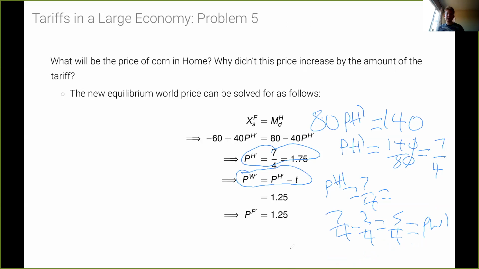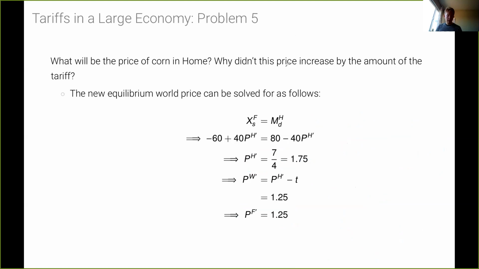Whereas 5/4 is just the same as 1.25. So sorry about that little math mistake. I needed to subtract rather than add. Okay, and so as a result, the new price to foreign faces is just going to be 1.25.